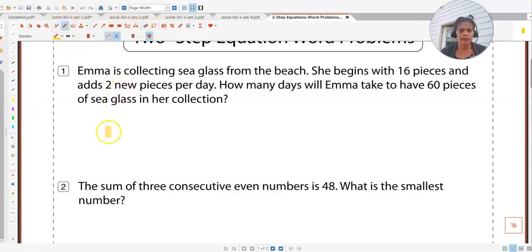And here, Emma is collecting sea glass from the beach.